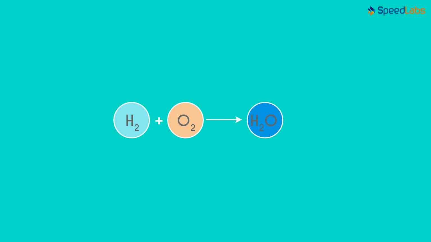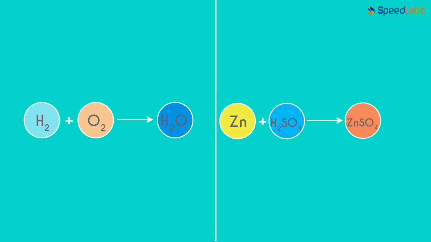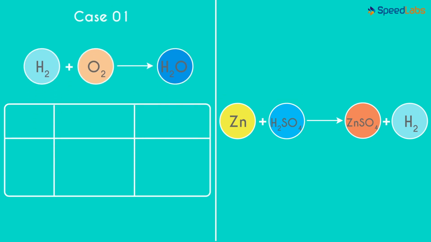In the previous part of the video, we'd seen that hydrogen and oxygen react to form water. Let's talk about another chemical equation. Zinc reacts with sulfuric acid to give us zinc sulfate and hydrogen. Do you notice something interesting about these two equations? Okay, let's draw a table under the first equation.